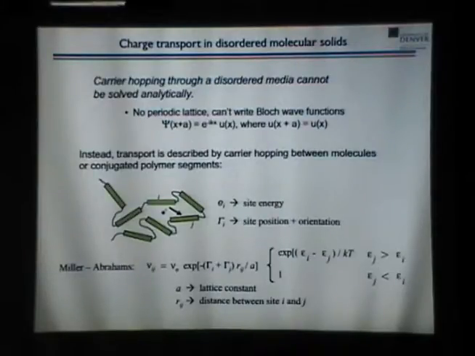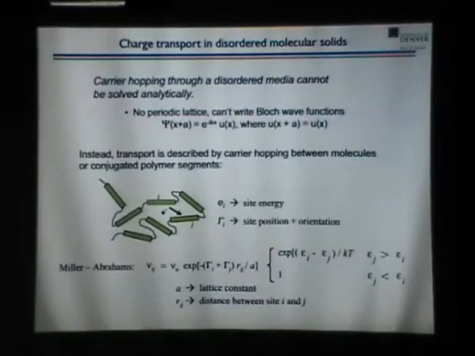So it's nothing like a crystalline lattice. We don't have a periodic lattice, so we can't write down Bloch wave functions. We can't make a wave function that looks like a periodic function with a wave vector k. We just can't do it for the most part. So instead, we're going to rely on a hopping theory of transport in disordered materials.